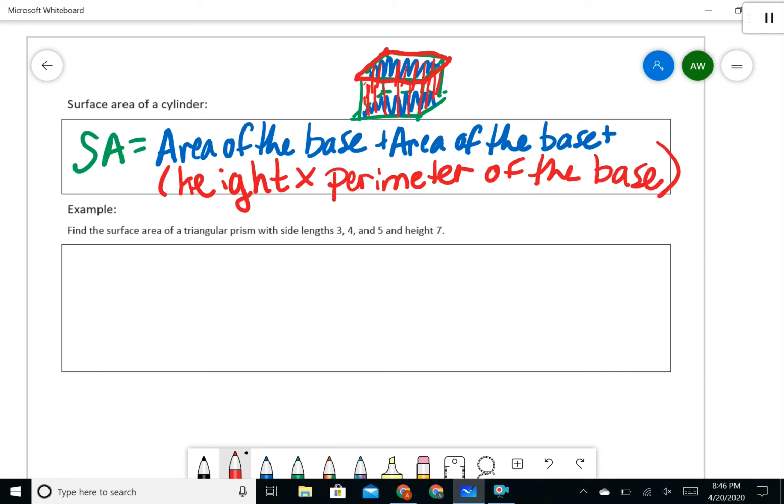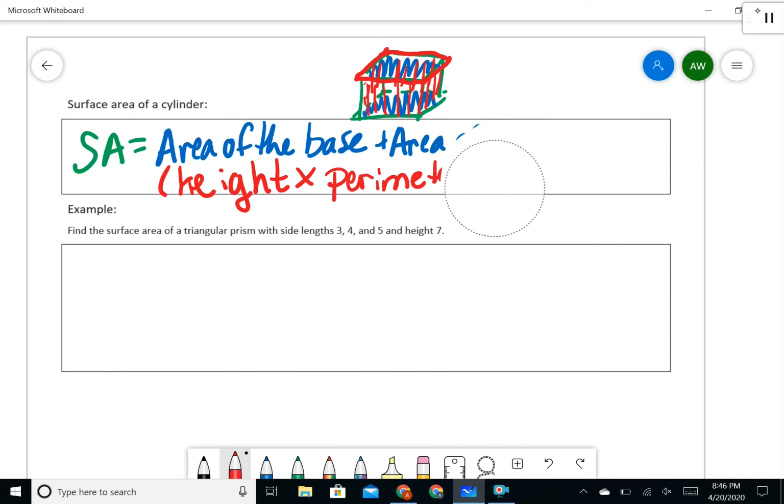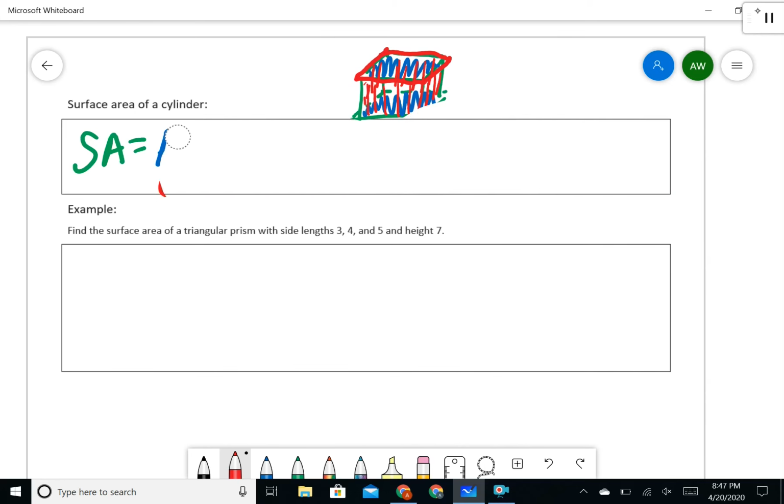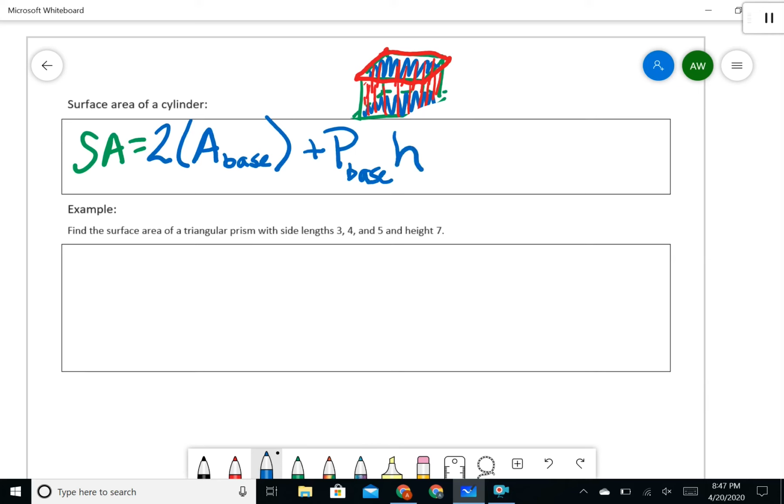Now, if we take this whole big thing, area of the base plus area of the base plus the height times the perimeter of the base, I'm going to put that together in a more easy to see fashion. So really, if I take the area of the base and the area of the base and I add those together, I get 2 times the area of the base, plus the perimeter of the base times the height. So I have 2 times the area of the base plus the perimeter of the base times the height.